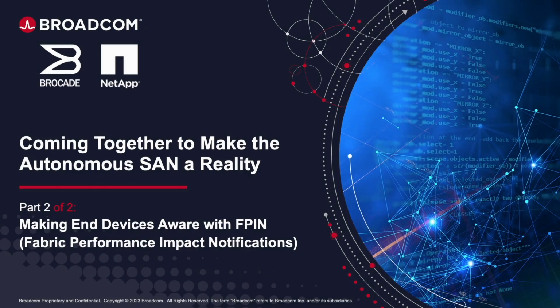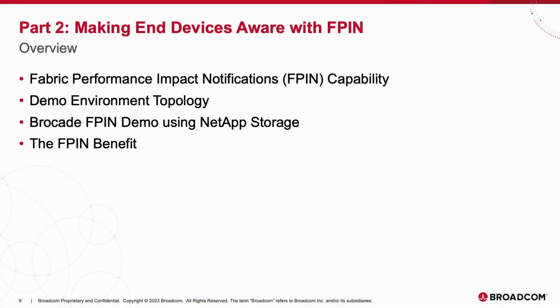Welcome everyone. In this session, we will be looking at how Brocade and NetApp are working together to make the autonomous SAN a reality through end-to-end support of Fabric Performance Impact Notifications, often referred to as FPIN. Today we will be reviewing what Fabric Performance Impact Notifications are, as well as what their purpose is in the SAN. Then we will get familiar with the demo environment we will be working with to better understand the various parts of our FPIN demonstration. Lastly, we will recap our demo and touch on the benefits FPIN brings to the SAN environment.